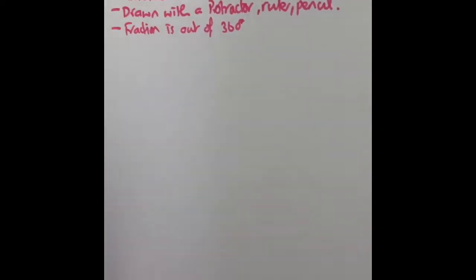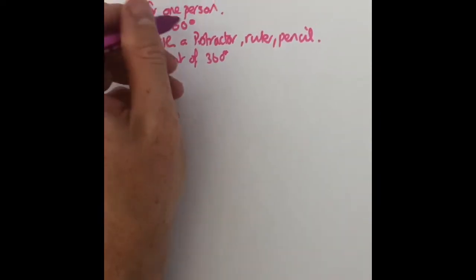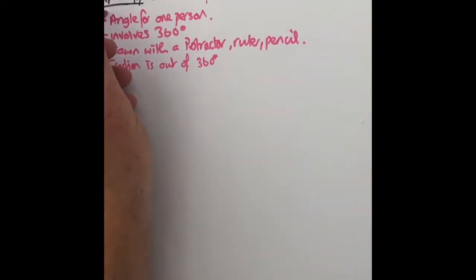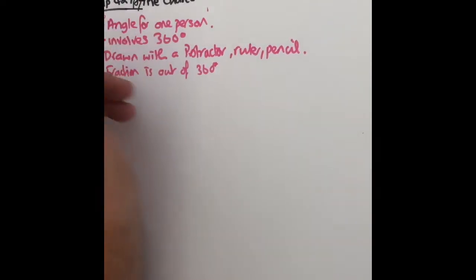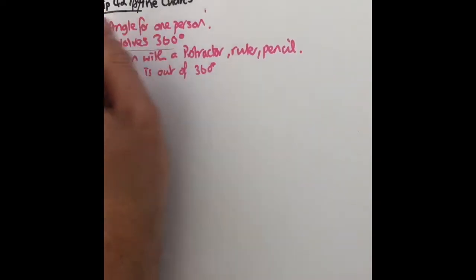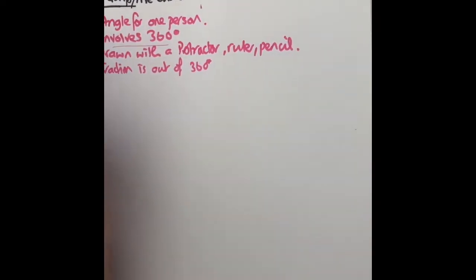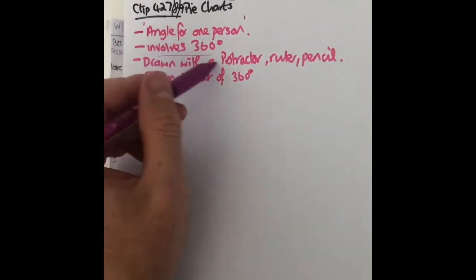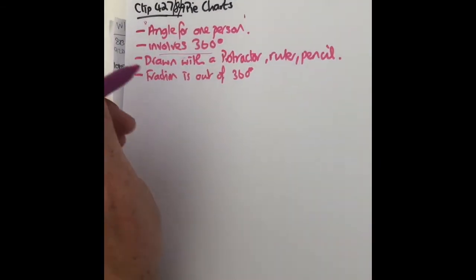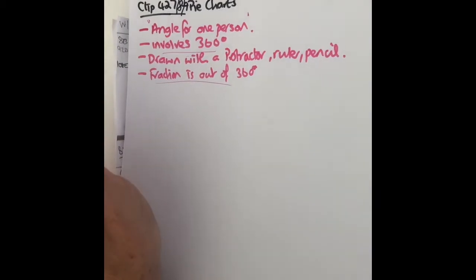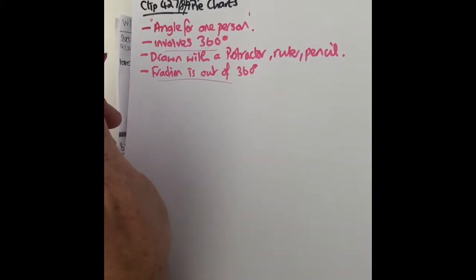Pie charts 427, 428 and 429. So to do pie charts, the key thing is about finding the angle for one person. They always involve 360 degrees. You draw them with a protractor, ruler and a pencil, and if you have to find a fraction, it's always out of 360 degrees.